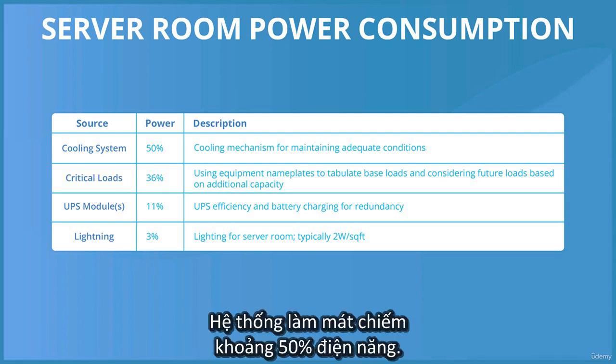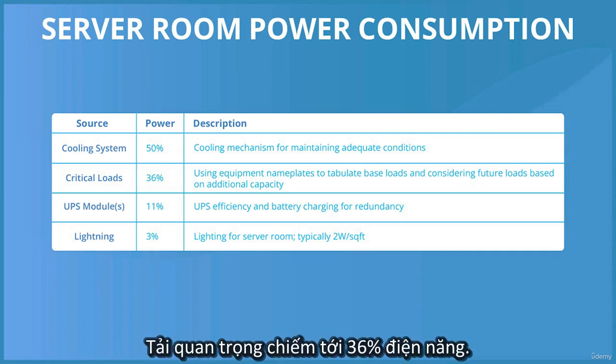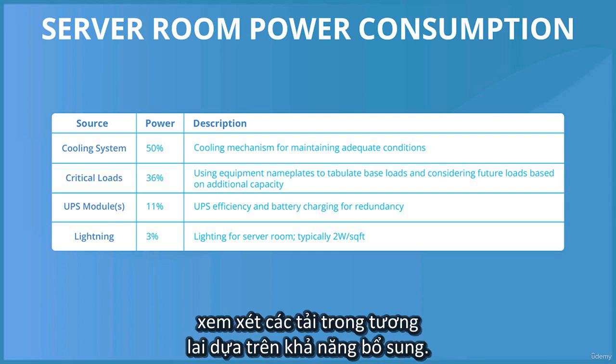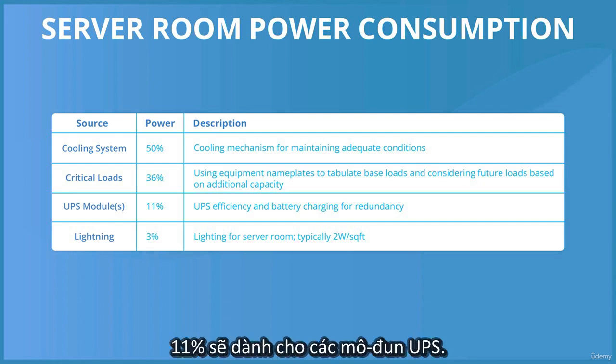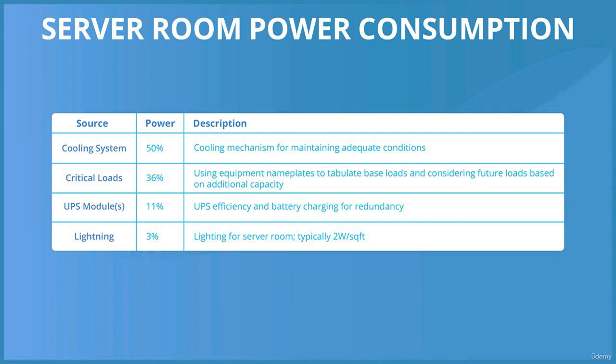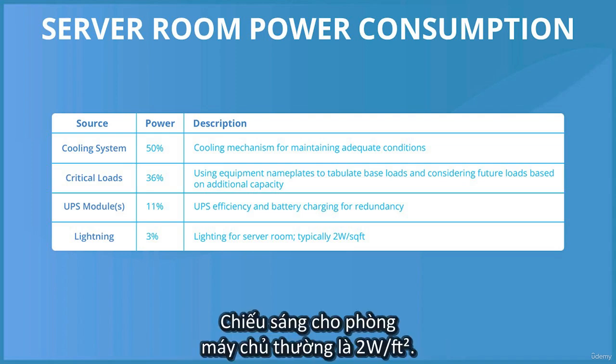The cooling system takes up about 50% of the power. The cooling mechanism is for maintaining adequate conditions. Critical loads takes up to 36% of the power, so using equipment nameplates to tabulate base loads and considering future loads based on additional capacity. 11% would go to the UPS modules, so the UPS efficiency and battery charging for redundancy. And 3% of the power goes for lighting. Lighting for the server room is typically 2 watts per square foot.